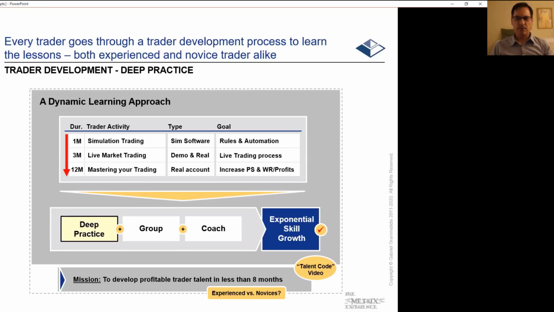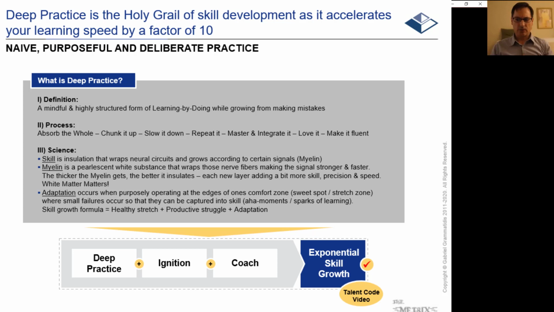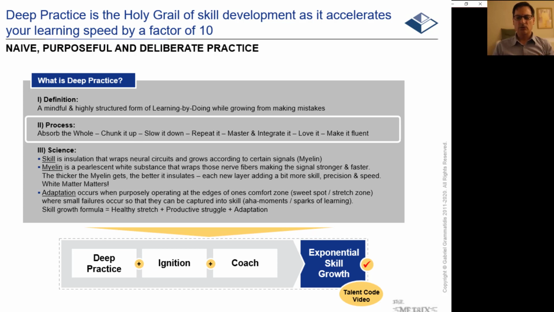What that basically means is that you break down the trading process into different steps. So you chunk it up and then you train each of those steps. You make your mistake and you have to repeat it. This is all done in slow motion so that you become really proficient. The myelin in your brain needs to be built in order that trade execution becomes automatic without thinking.